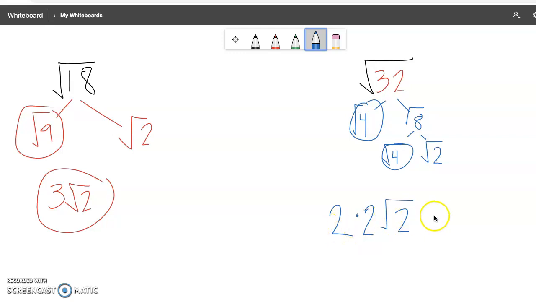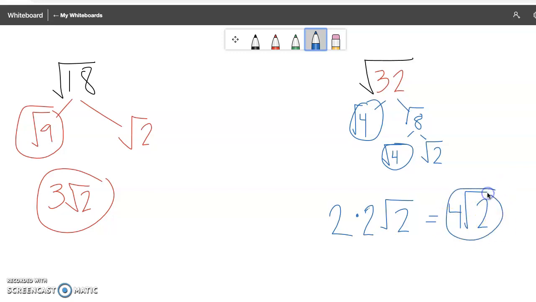So then to finish this out, 2 times 2 is equal to 4 times the square root of 2. And that also makes sense because if you didn't pick up on 4 being a perfect square, but you noticed you had a pair of 4s, you're allowed to take that out as well.